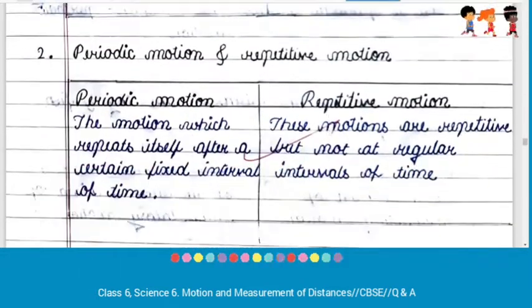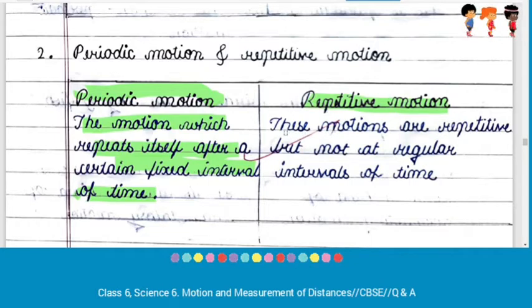Second difference is periodic and repetitive motion. What is periodic motion? The motion which repeats itself after a certain fixed interval of time. What is repetitive motion? Repetitive motions are motions that repeat but not at regular intervals of time.